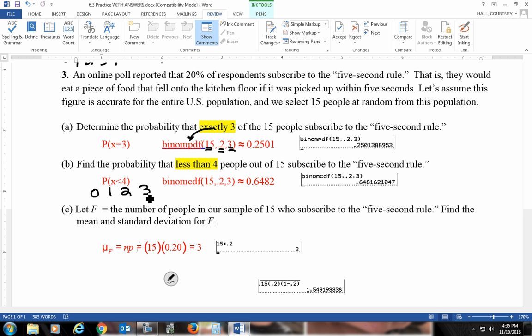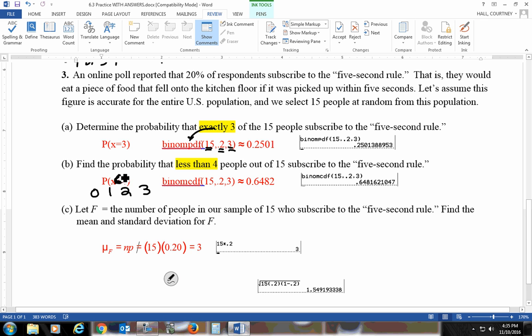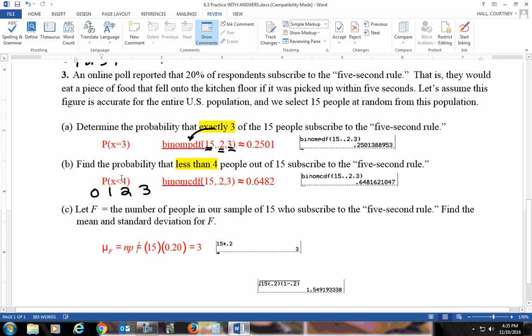The reason we're not including 4 when we do the binom CDF is because we don't have the equal to sign. We only strictly have less than. So it's x is less than 4. So we do not include the 4 when we run it because we don't want it to equal 4. We only want it to strictly be less than 4.